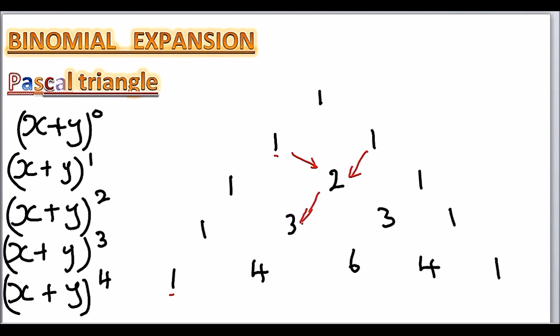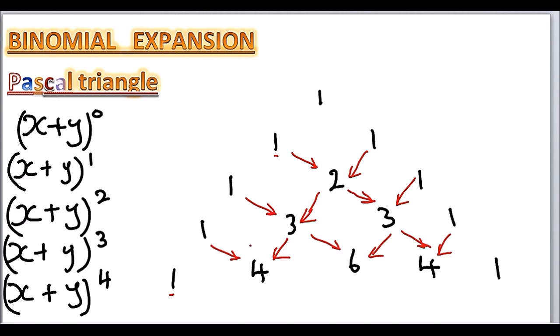If you add 2 and 1, you get 3. If you add 1 here and 2, you get 3. Here you add 1 and 3, you get 4. We add 3 here, we get 6. We add 3 and 1, we get 4.